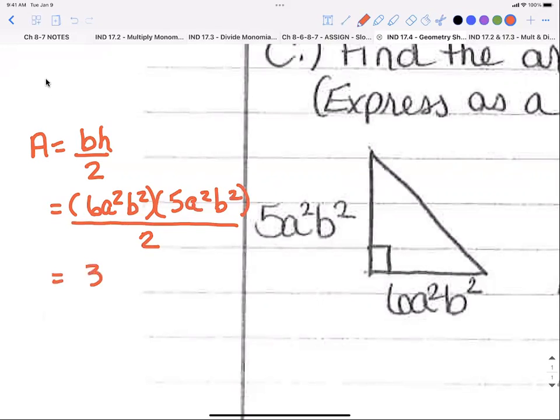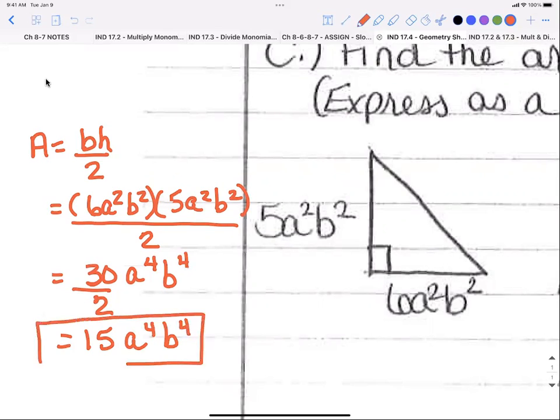6 times 5 is 30. A squared times a squared is a to the 4th. B squared times b squared is b to the 4th. And then your last step would be dividing 30 in half. So that would be your final answer. Any questions on the first 3 examples? We just have one more and then I'll set you loose with your homework.